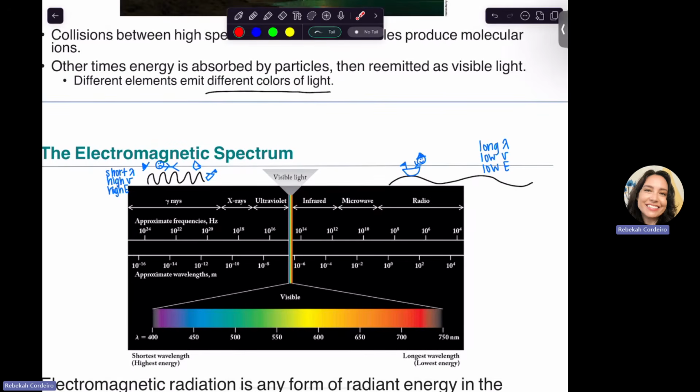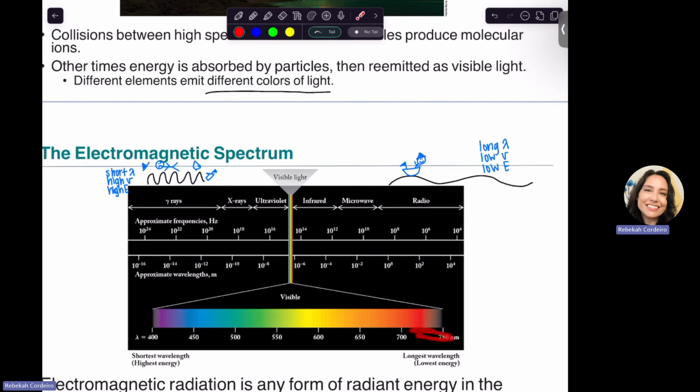With visible light, we go ROY G. BIV in order of increasing energy. So red, orange, yellow, green. We used to call it blue, then indigo and violet, but we got rid of indigo, said it actually is just blue and violet. So ROYG BIV: blue and violet.